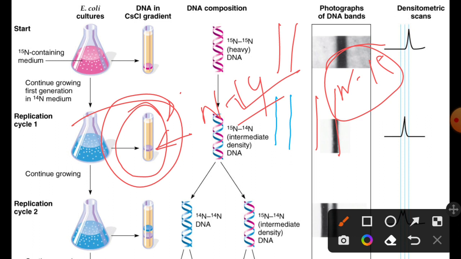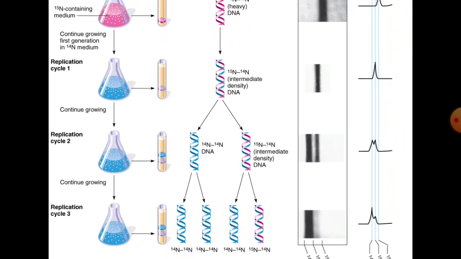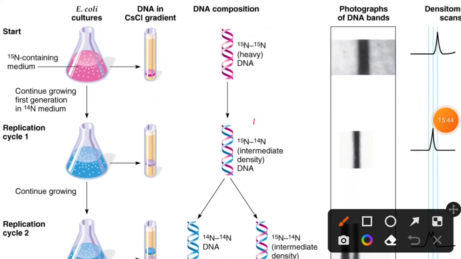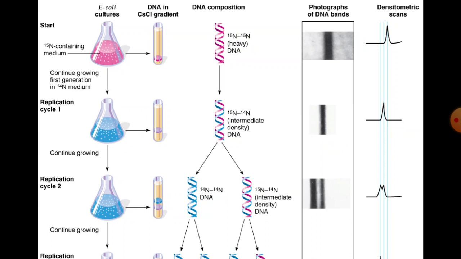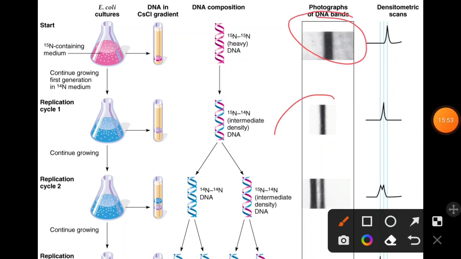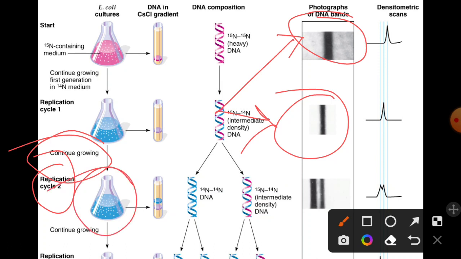Okay, now, it is still not clear whether it is dispersive or semi-conservative. Although in this picture they have provided us the DNA composition, in reality we will get only a photograph of the DNA band. Just by looking at them, it is not possible to tell whether it is semi-conservative or dispersive DNA, and that is why scientists performed another round of replication, by continuing the growth of E. coli in the 14N medium.